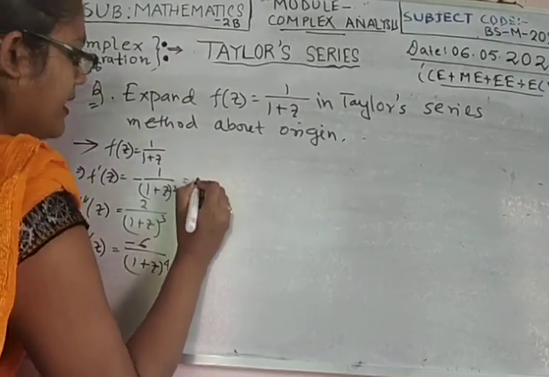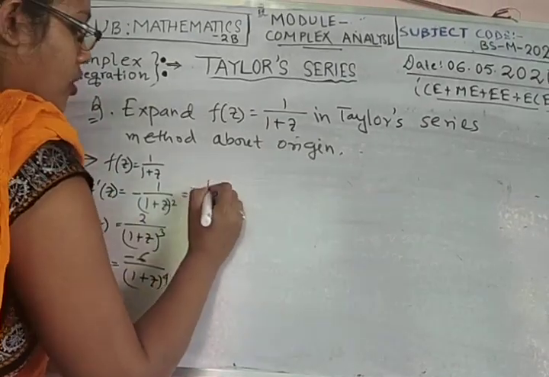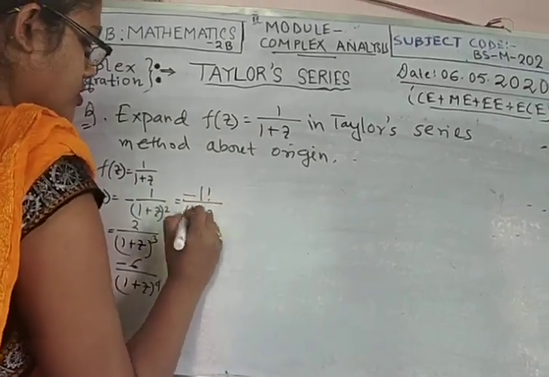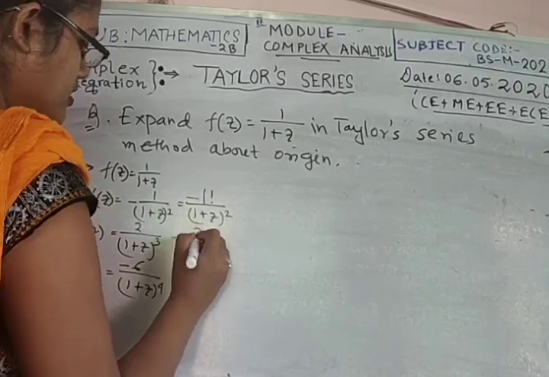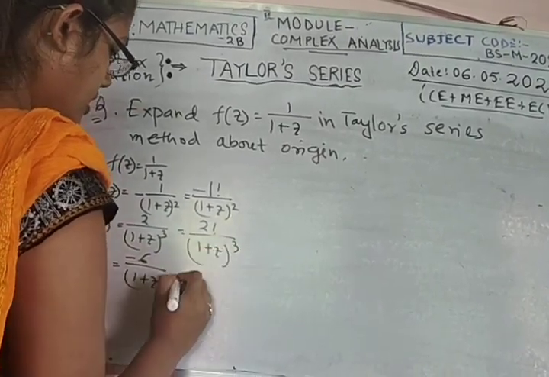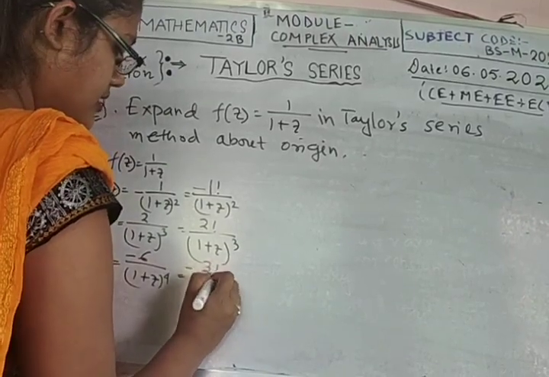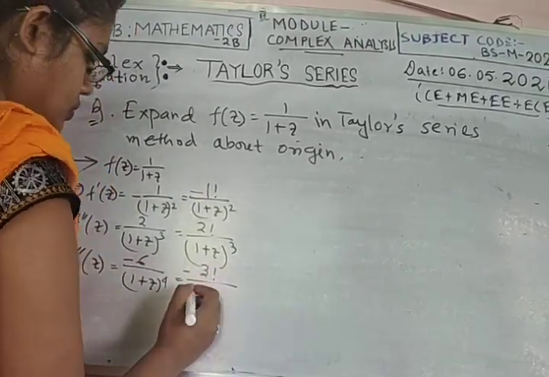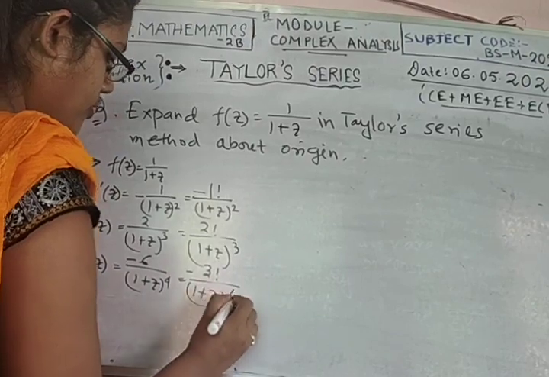So this is minus 1, which means 1 factorial by (1 plus z) whole square, like this one. This is 2 factorial by (1 plus z) whole cube. This is minus 6, so that is 3 factorial. 3 factorial means 3 into 2, by (1 plus z) to the power 4.